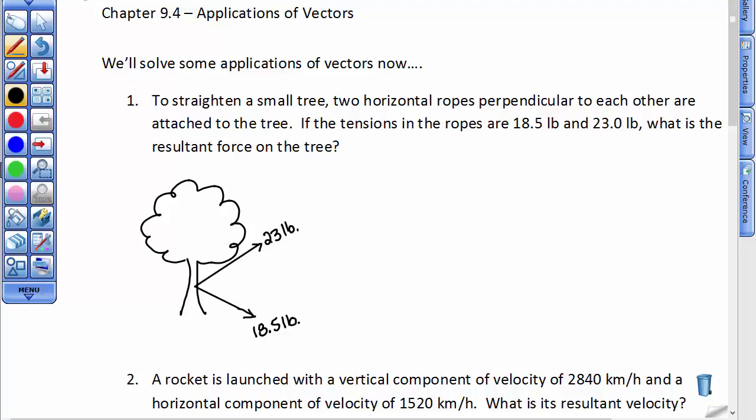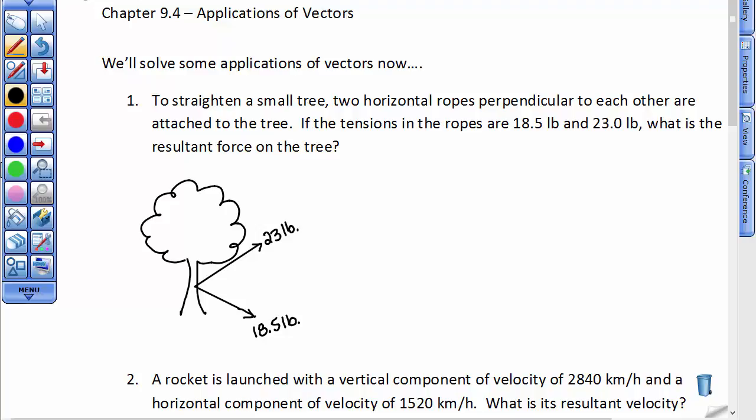Today I'd like to look at several applications of vectors. Really quite a fun topic and extremely applicable to the real world, very much so, in trigonometry. So we have a small tree here, and these ropes are supposed to be parallel to the ground, but because I'm in two dimensions I can't really show that.